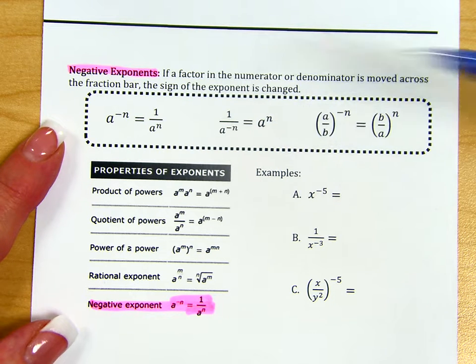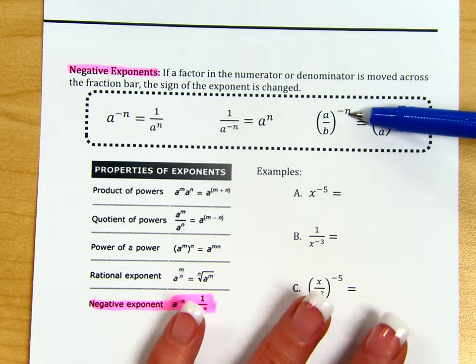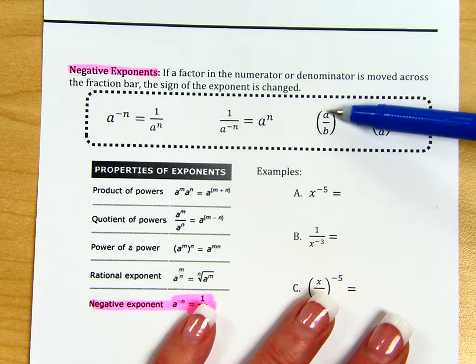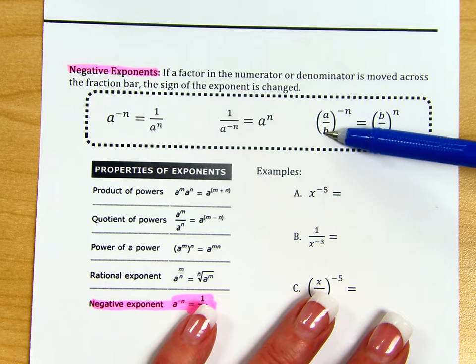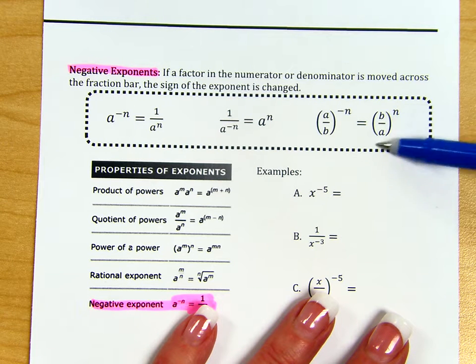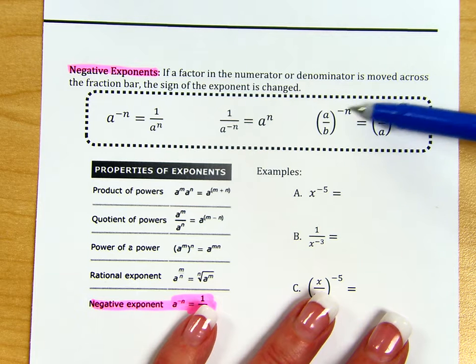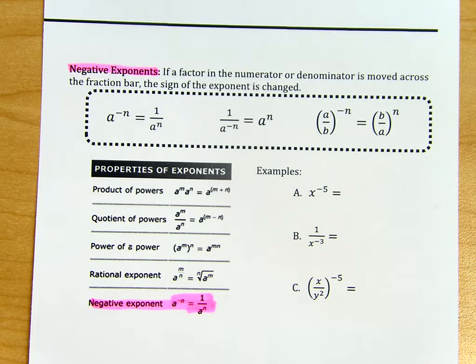is now positive. So if I have a fraction that's being raised to a negative exponent, I take the numerator of the fraction, move it down to the denominator, take the denominator of the original fraction, move it up to the numerator, and now basically what I've done is I've flipped the fraction and the negative exponent becomes a positive exponent. So let's look at 3 examples.